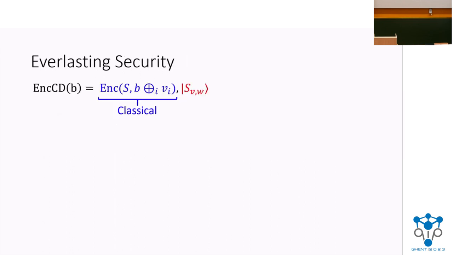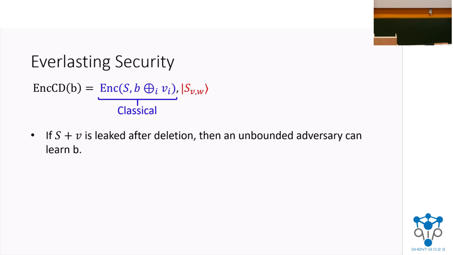And finally, there's one more wrinkle, one more change we have to make to this protocol to satisfy everlasting security. So everlasting security says that after the deletion certificate is accepted, we assume that the client's secret key is leaked. So if their secret key includes S plus V, then actually B is no longer information theoretically hidden. If you're given S, V, and the classical part of the ciphertext, an unbounded adversary could learn B.